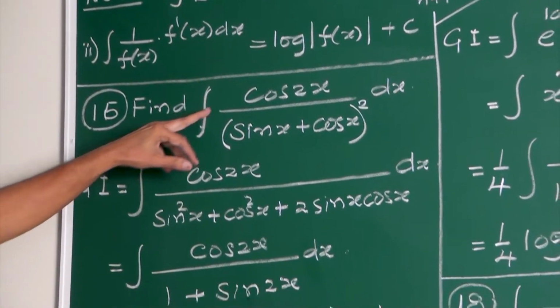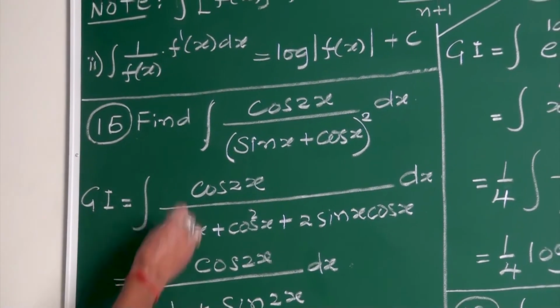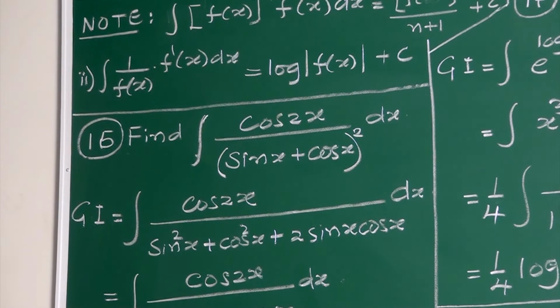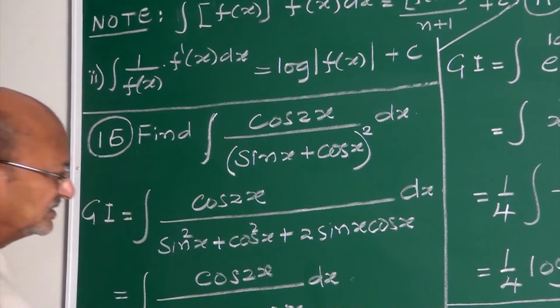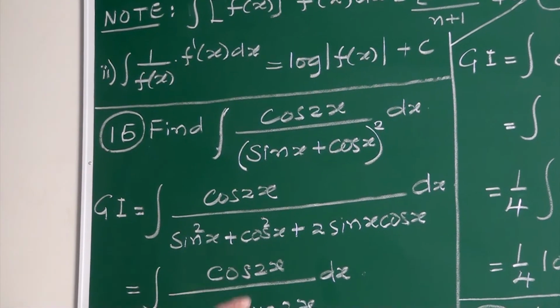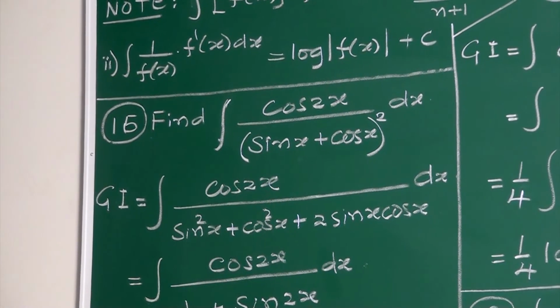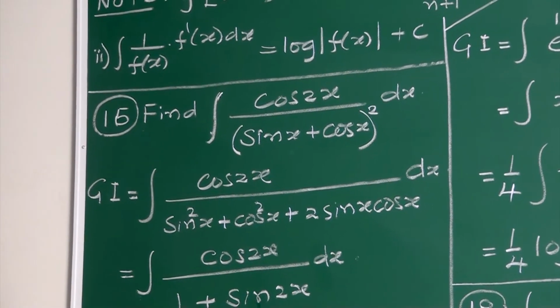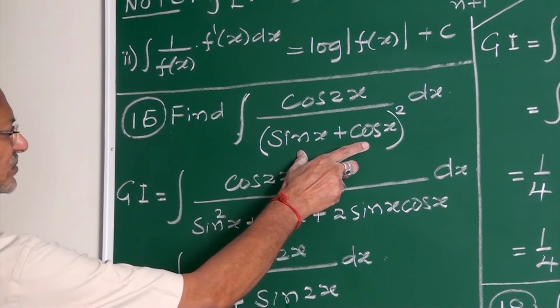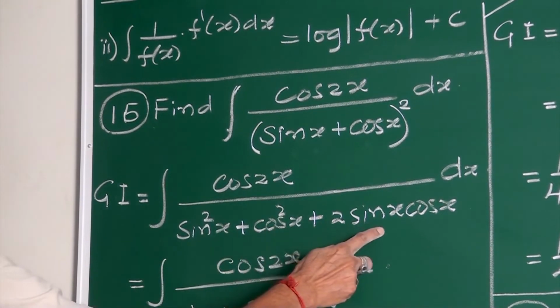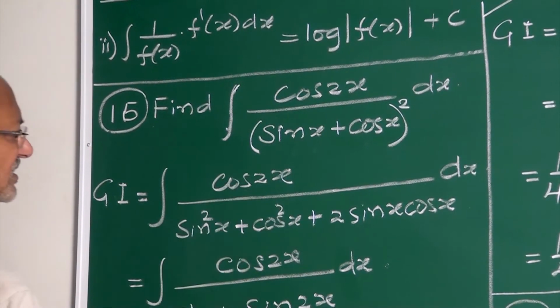Next example: find the integral of cos 2x upon (sin x plus cos x) the whole square dx. This example oscillates between 2 mark and 3 mark; the examiner may even give it under 3 mark. I have to simplify this. (a+b) the whole square is a square plus b square plus 2ab. The numerator is written as it is.